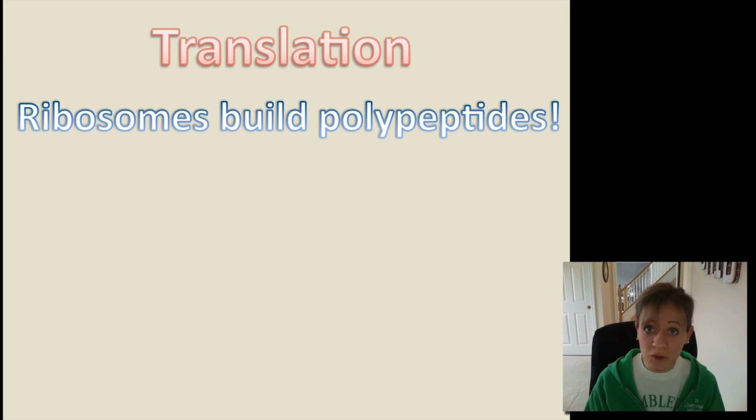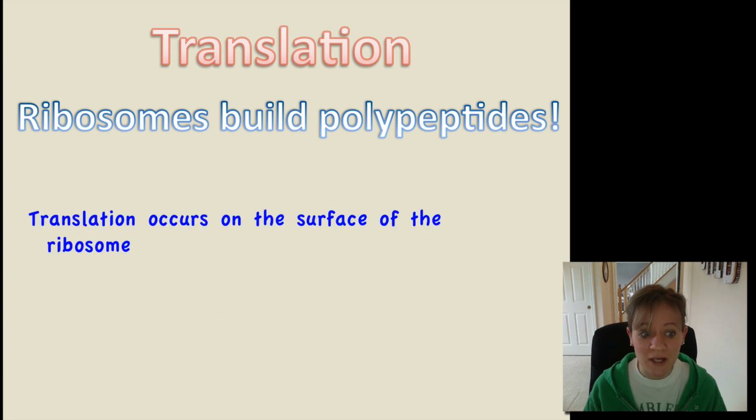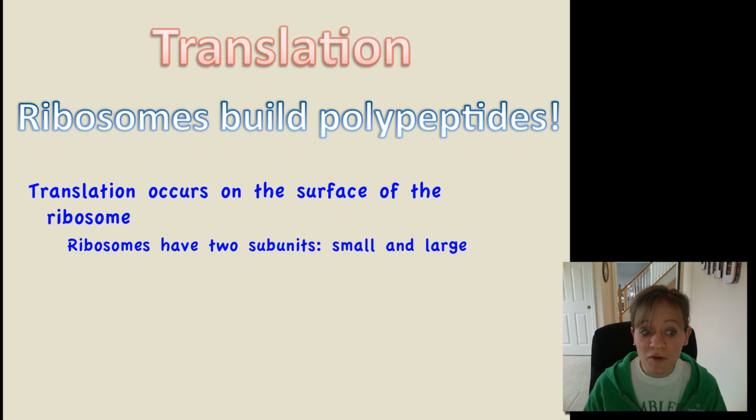Okay, so let's take a closer look now at translation. As we just saw, ribosomes are really what is going to build the polypeptide. So translation occurs on the surface of the ribosome. Ribosomes have 2 subunits, a small and a large subunit.